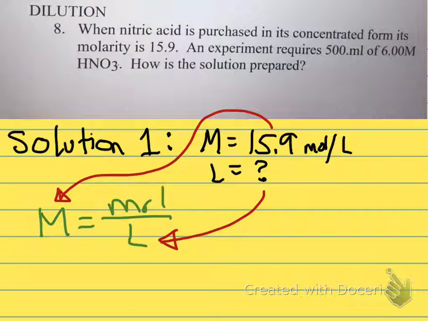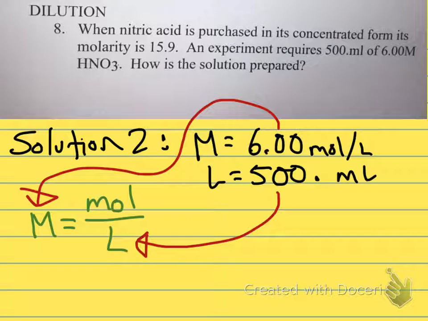So solution 1, we know that molarity is moles per liter. We have the molarity given, and the whole goal is to figure out the liters of solution 1 that we need. So the question here is, how do we get moles? Because once we have moles, we can figure out liters. So let's look at solution 2. In solution 2, we are told the molarity, we are told the liters. So we can figure out the moles for solution 2.